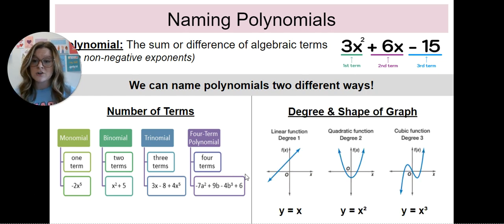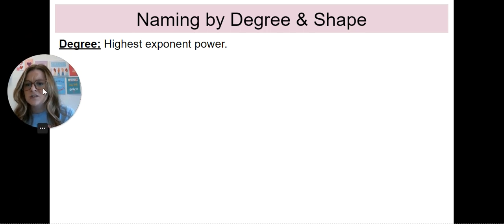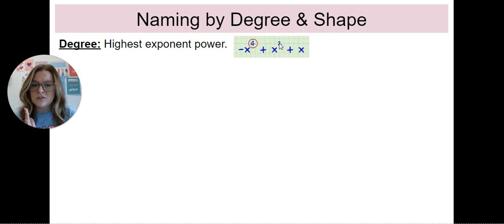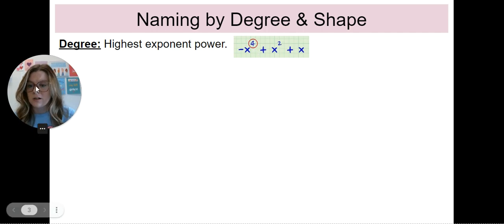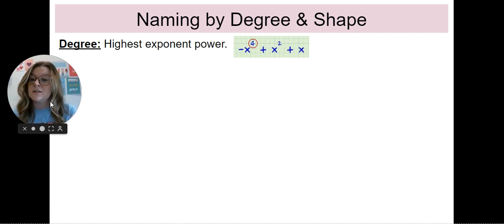Well, we can actually name them a different way based on the degree and the shape of the graph. So I'll talk about what that means on this next slide. So let's talk about what degree means. Degree is just the highest exponent power. Remember, exponents are these little small things. So the highest one is 4, so we call that a degree 4 polynomial. Once we have the highest degree, now that we know, we're going to give it a different name.